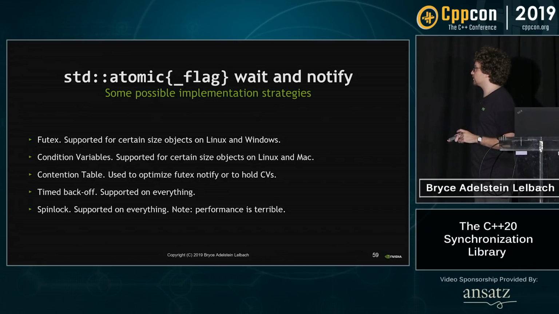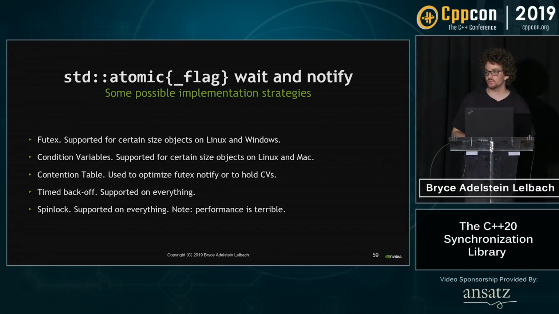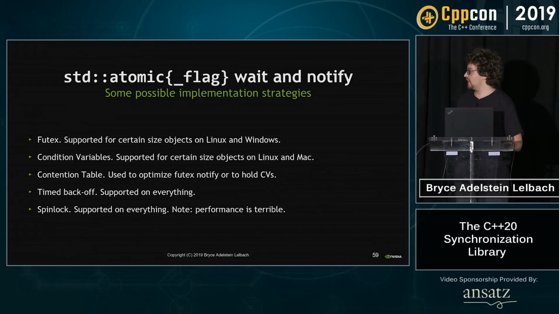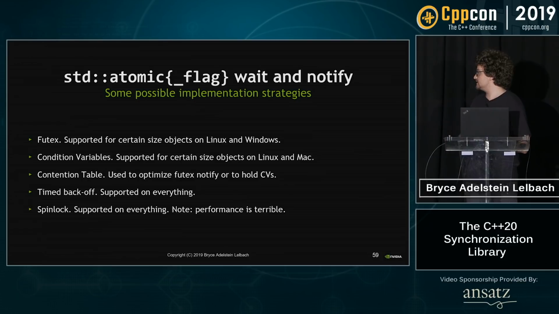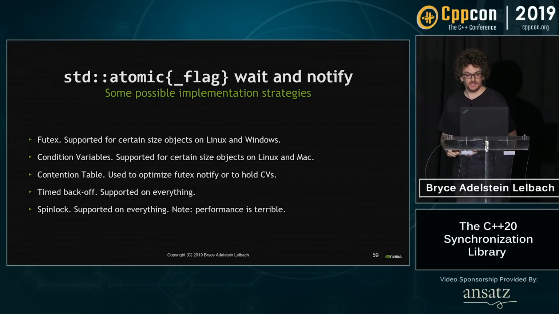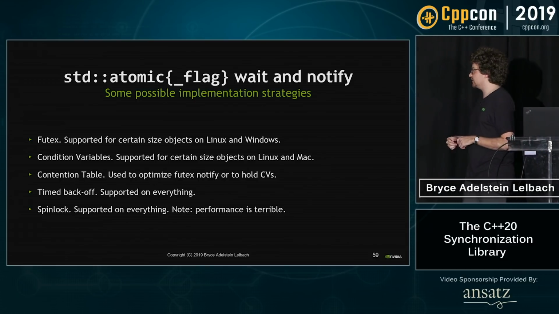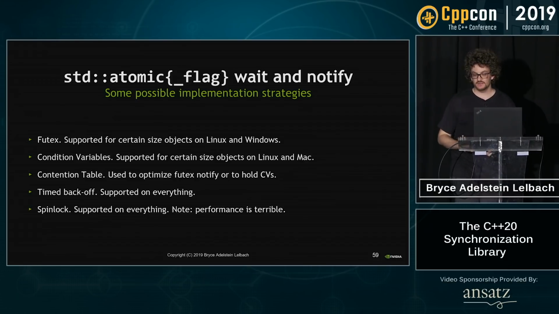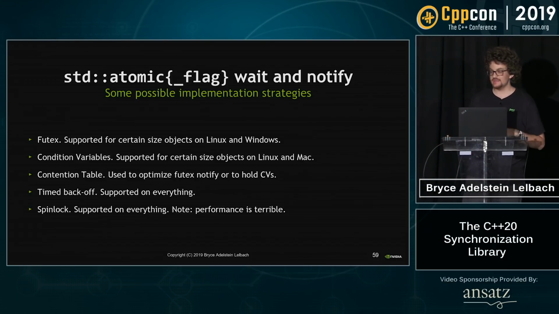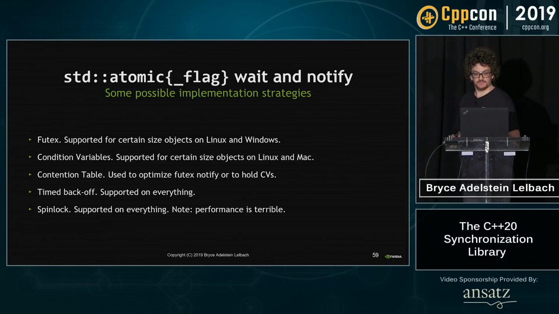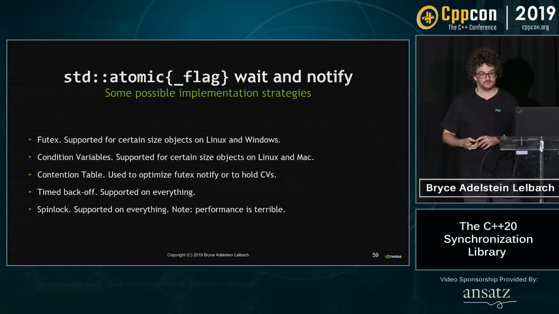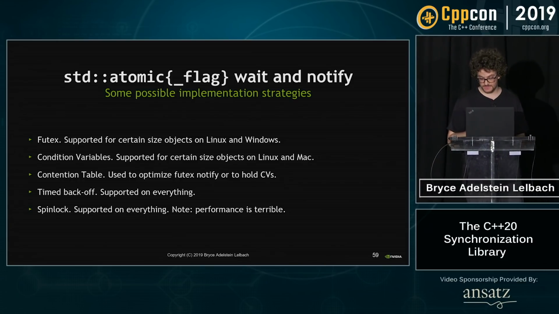So one thing you can do to amortize those overheads is you can have a contention table, a static table of a bunch of mutexes and condition variables. You can use this to optimize the cost of mutex notifies and the cost of holding these CVs. You might not use an OS primitive at all. You might use timed backoff, like the example I showed you before of the handwritten version that I had. And that'll work pretty much everywhere. And you could also just implement it naively as just a spin lock, like the first example we saw, and that'll work everywhere too. The performance will, of course, be terrible.